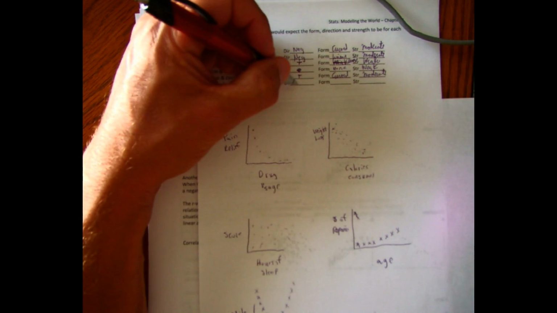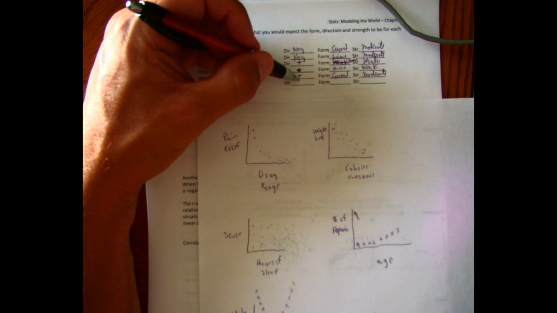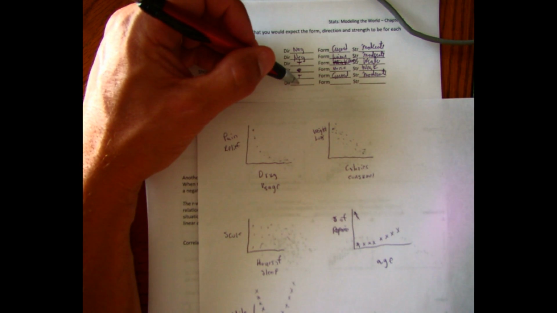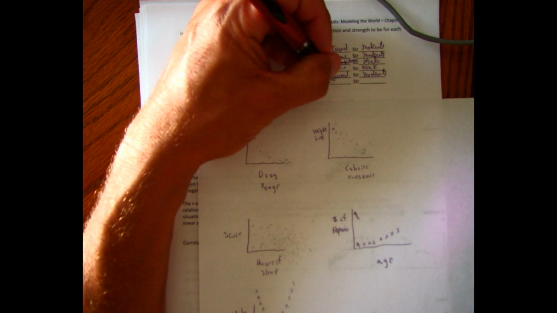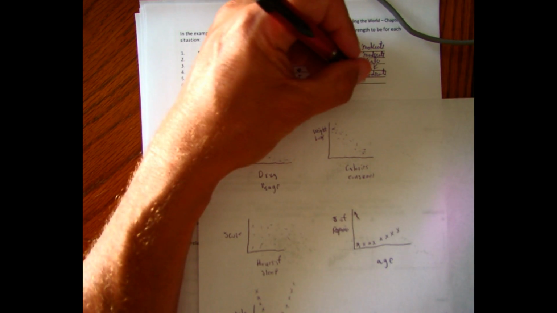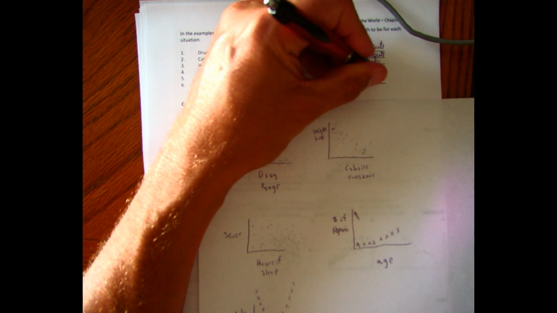So the direction in this case is both negative and positive depending on when we're looking at it. The form is parabolic, and the strength again is moderate. It depends on gender, your physical well-being, and your exercise habits. So there are a lot of variables that contribute to this.